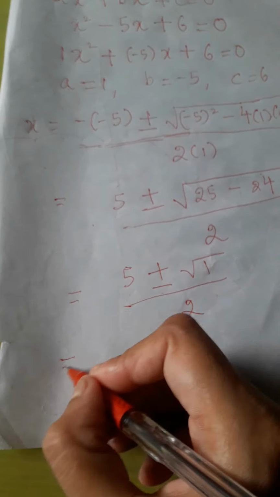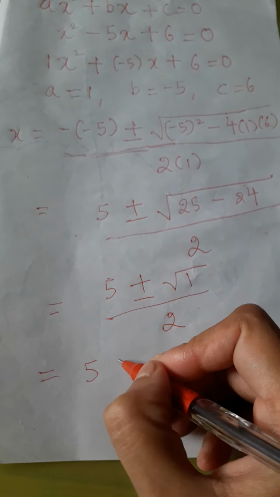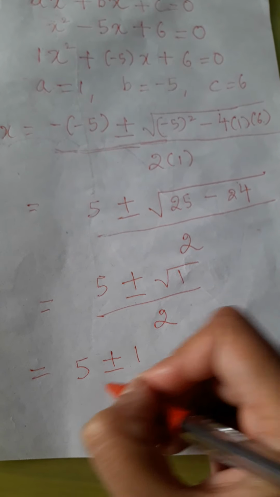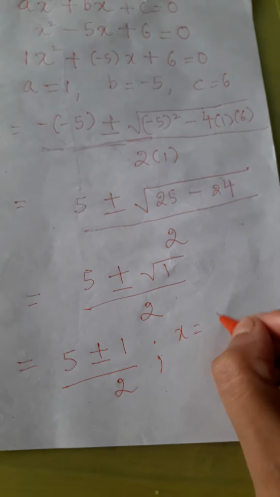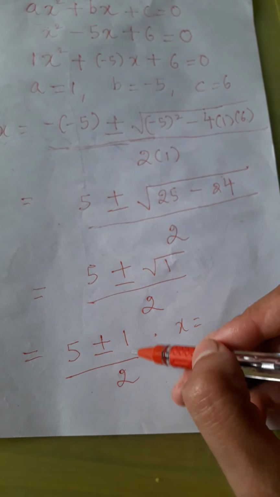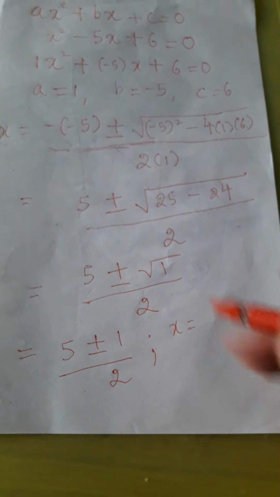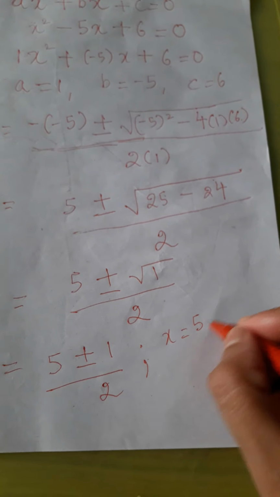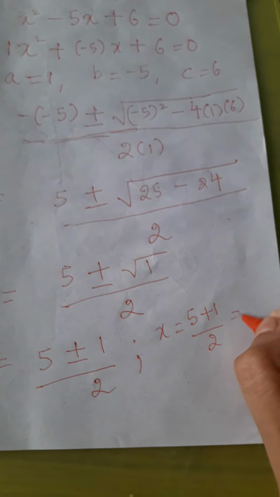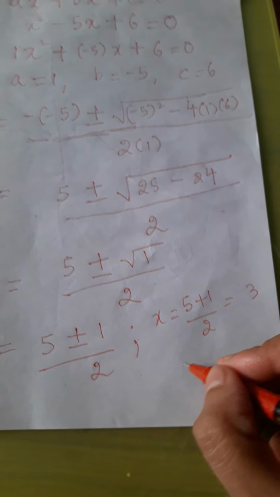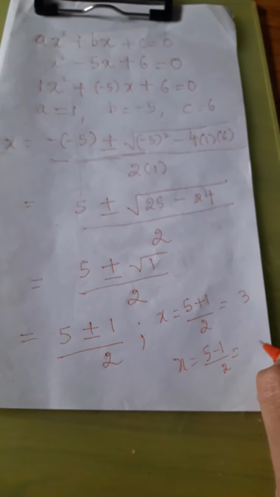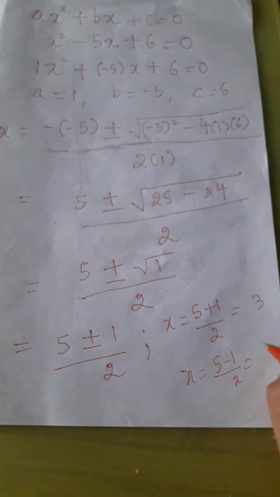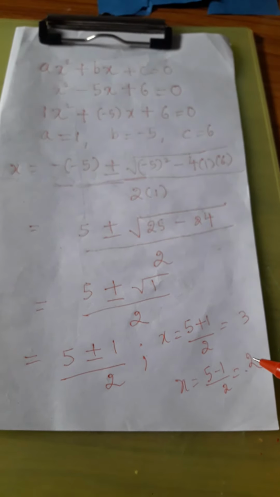Okay, now the square root of 1 is 1, right? Plus or minus 1 by 2. So I get x is, now I'll take the plus sign, I get one particular value. With the minus, I get the other value, right? And 5 plus 1 by 2, which is 6 by 2, which is 3. And x is 5 minus 1 by 2, 4 by 2, which is 2. See, I got 3 and 2.